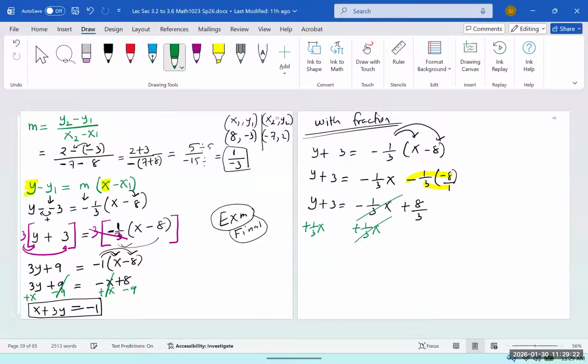So this cancels out. You get 1/3 x plus y. You don't want this 3 on the left, so you subtract 3 from both sides. So you get 8/3 minus 3. But then you cannot leave this alone. You have to combine them. So there is a shortcut to combine.